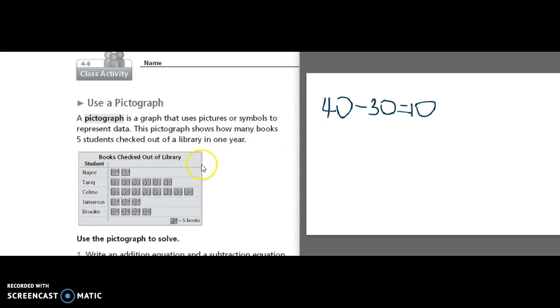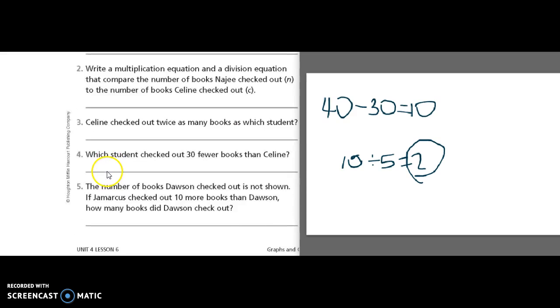So I need to figure out how many books I'm looking at here in the graph. You remember each one stands for 5. So I'm going to do 10 divided by 5, and that's going to equal 2. So I need to say who has 2 books by their name, and that's going to be Nahi. So Nahi checked out 30 fewer books than Celine.